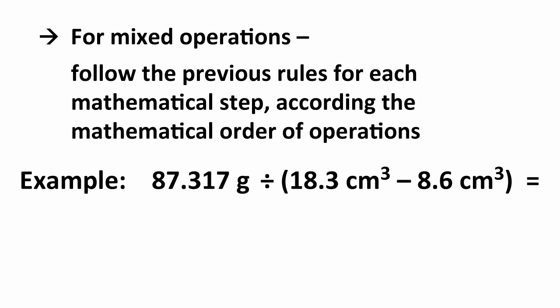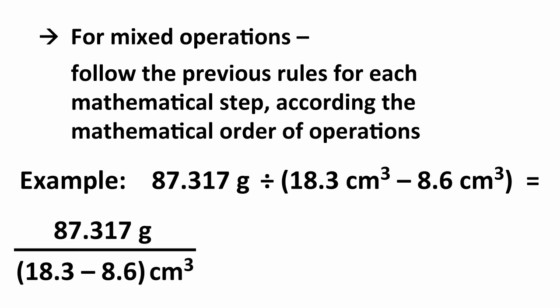And here's an example. This is a density calculation. An object was weighed. It has a mass of 87.317 grams. It was submerged in a graduated cylinder that originally had 8.6 cubic centimeters of liquid in it. The new volume after the displacement is 18.3 cubic centimeters. So the volume of the object is the difference between those two volume values. And when we divide the mass by the volume, we get the density of this object.